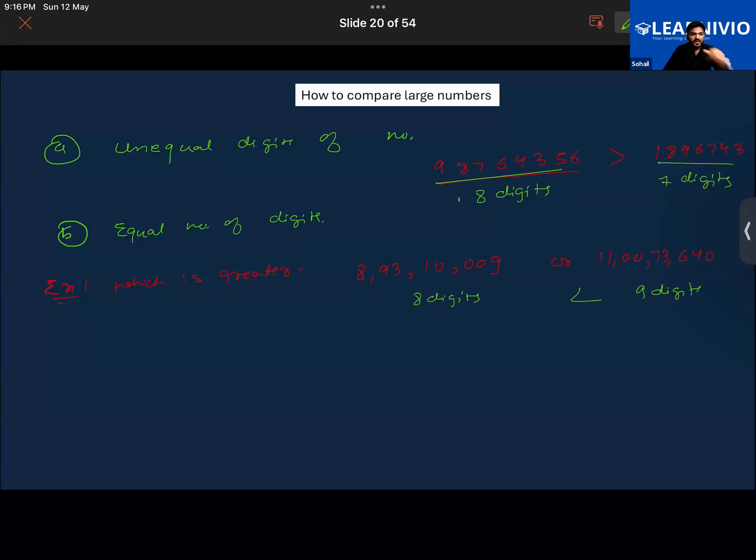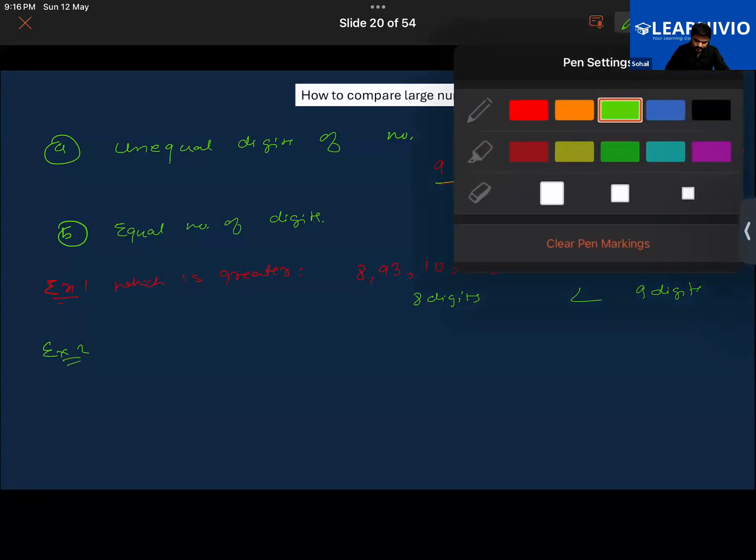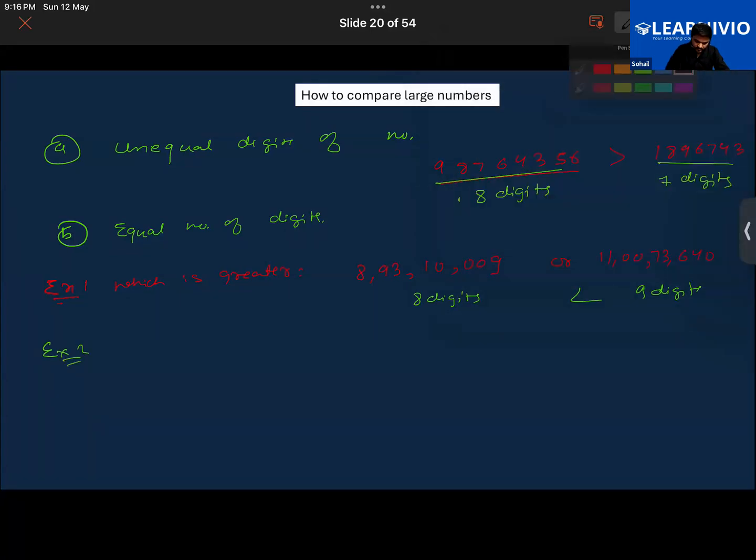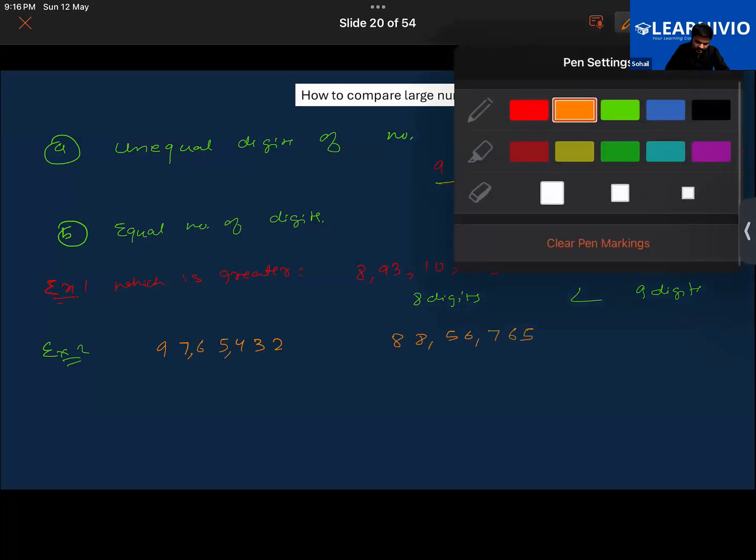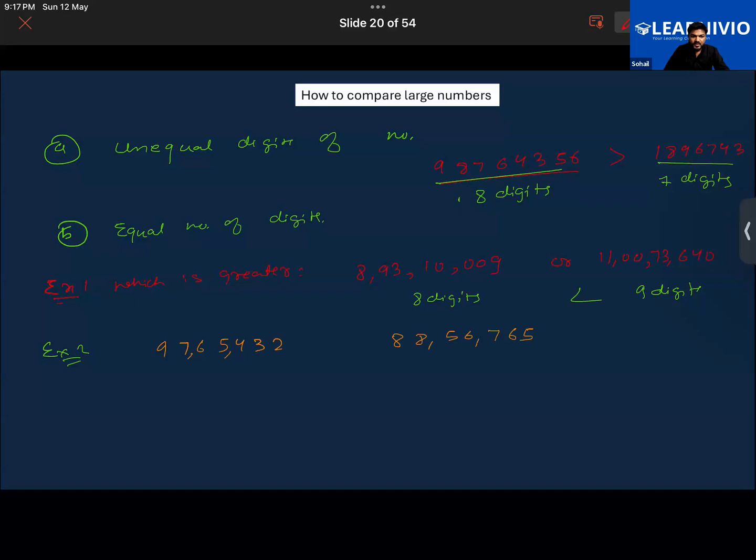Now say that you have another number. For example, let's take another number, sample number 2, 9765432885676. Now how are we going to tell which is greater? Obviously it is simple.